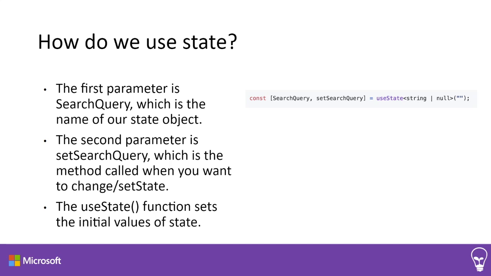Essentially, you can't just change a state variable as if it was a var. You have to call the set state method, and then that will re-render the component. And then the use state function sets the initial values of state. For our purposes, you generally want to set the default use state as something similar to your object. So here it's just being set to a string.